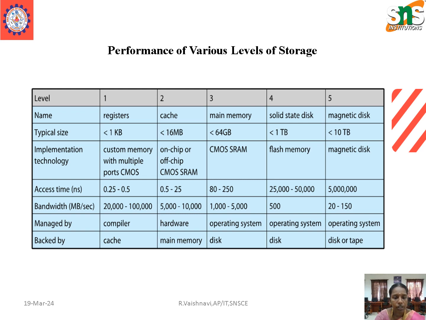Here we have the first one, register. For the register we have a typical size of less than 1 KB. Next, the implementation technology for the register is custom memory with multiple ports. Next, we have the access time, that is 0.25 to 0.5 nanoseconds. Next, we have the bandwidth ranging from 20,000 to 1 lakh. It is managed by the compiler and it is backed up by the cache. Like this, we have registers, caches, main memory, solid state disk, and magnetic disk.